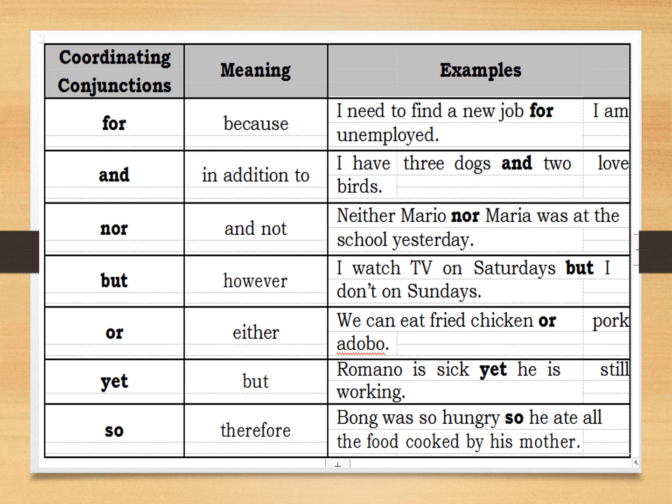So we have here coordinating conjunctions, each meaning and examples. Coordinating conjunction for, meaning because. Example: I need to find a new job, or I am unemployed. And, in addition to: I have 3 dogs and 2 lovebirds. Nor, and not: Neither Mario nor Maria was at the school yesterday.